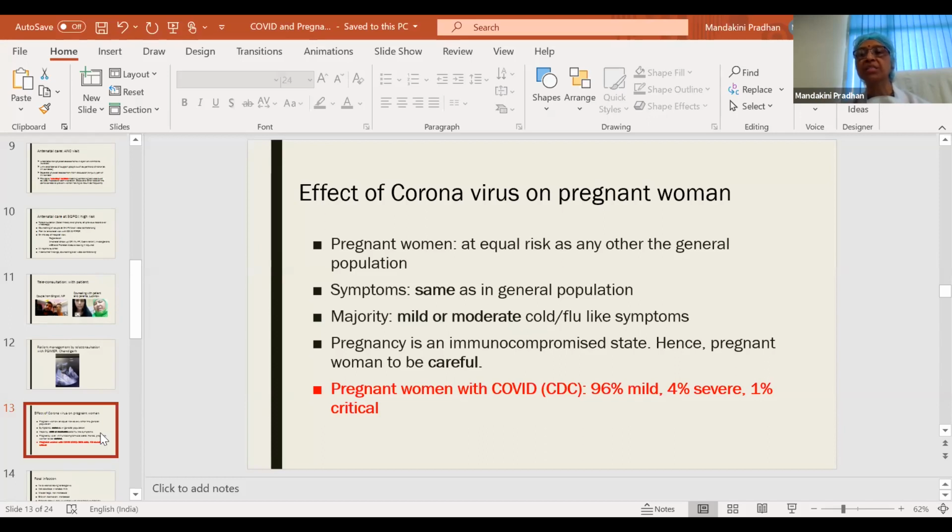The symptoms are the same as in the general population, and most of them will have mild symptoms. From that same guideline I have taken out that 96% have mild symptoms, 4% have severe, and 1% are critical. So the COVID team should be associated with the obstetrician to manage this 4% severe and 1% critical. So 5% of your pregnancies can land up here.